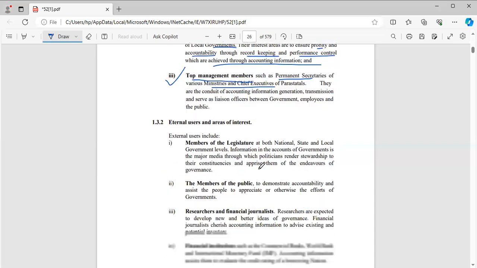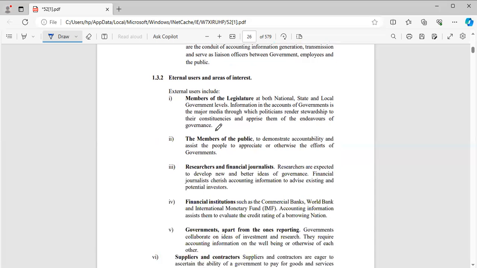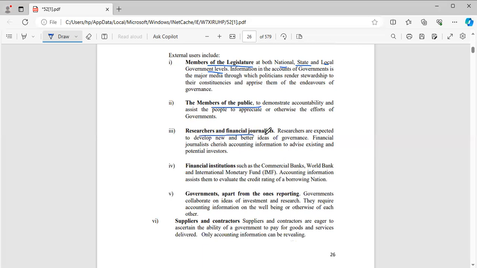Then let us move to the external users. External users are many. Who are they? Members of the legislative arm, which is at the national, state, and local government levels. So the National Assembly is an external user. Members of the public, which is I and you, are external users. Researchers and financial journalists, if there is any researcher that needs information from the government, are also external users.